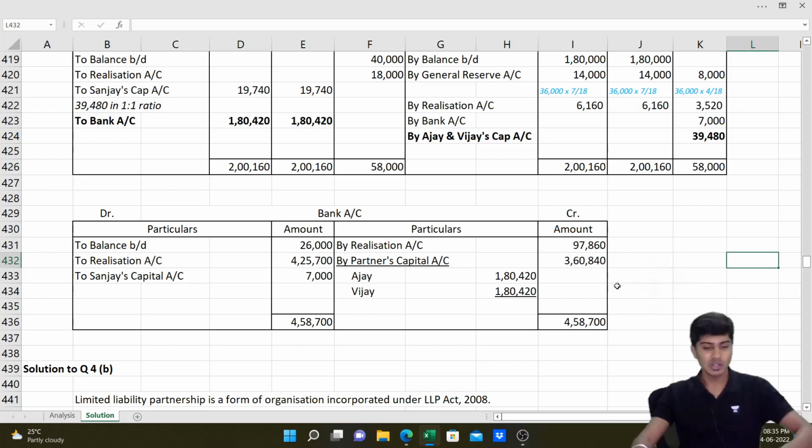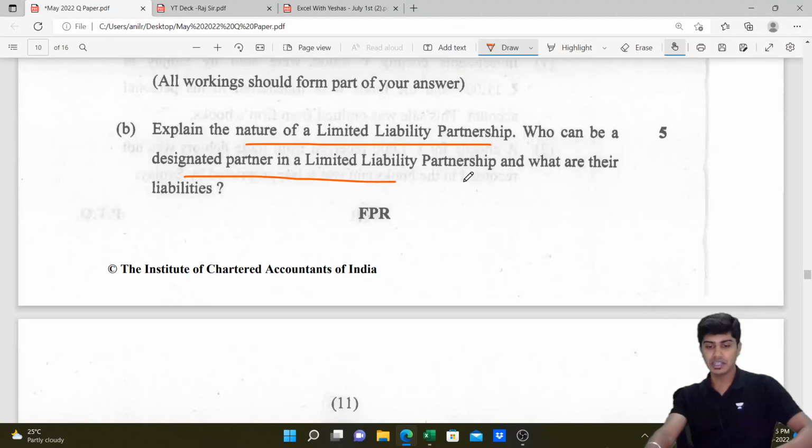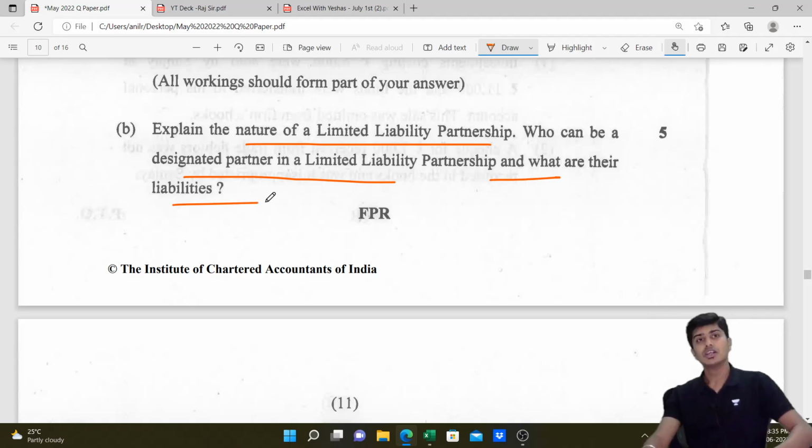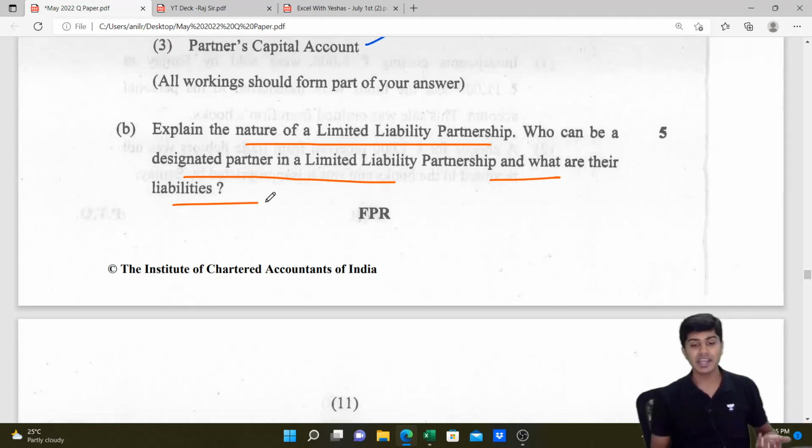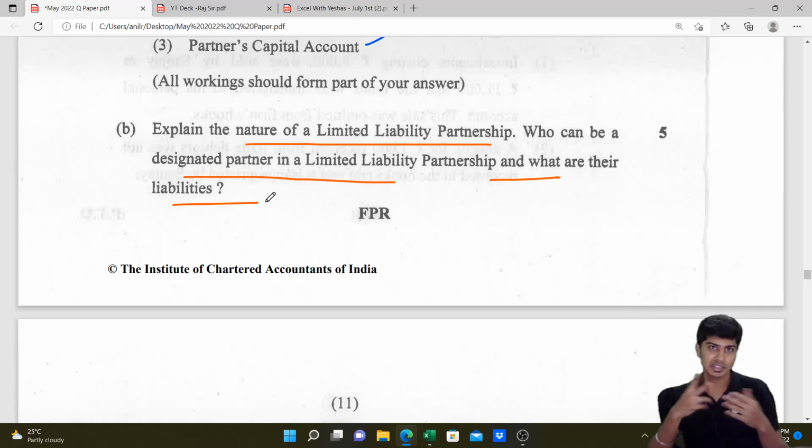Yep. So let's now do the second part of question number 4, that is 4B. Explain the nature of limited liability partnership and who can be a designated partner, and what are their liabilities. So the nature or the characteristic features of a limited liability partnership are similar to that of a company. It is a body corporate, there is a separate legal entity, and there is limited liability to the partners. So these are the characteristic features of a limited liability partnership.